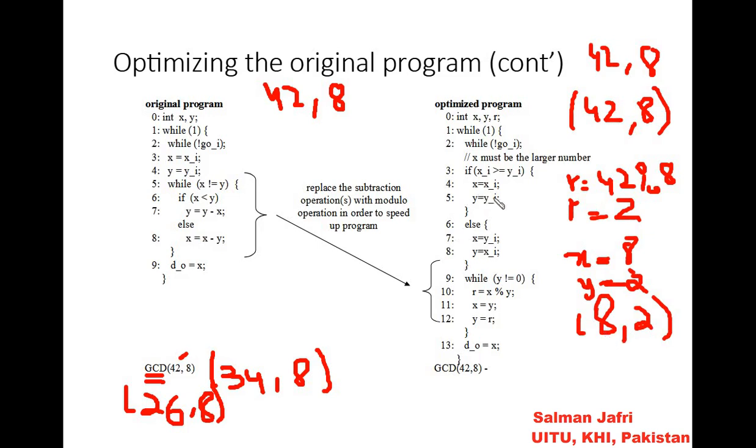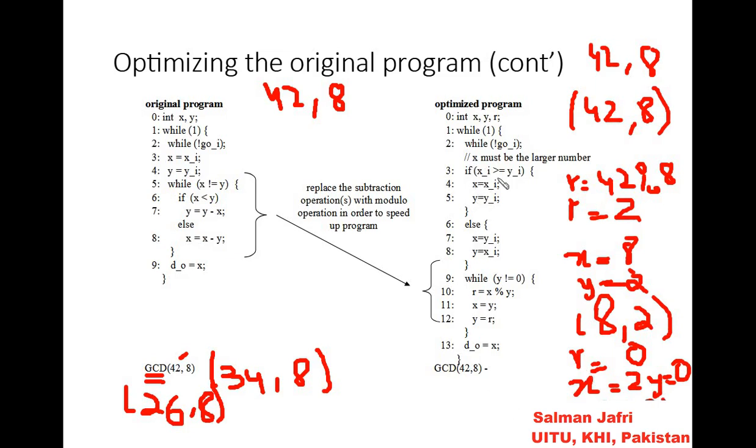So 8, 2. Again, yes, x is greater than y, so x is 8 and y is 2. Again, y is not equal to 0, so we'll compute. R is 8 modulo 2, which comes out to be 0. So x equals 2 and y equals 0. So we have this 2, 0.